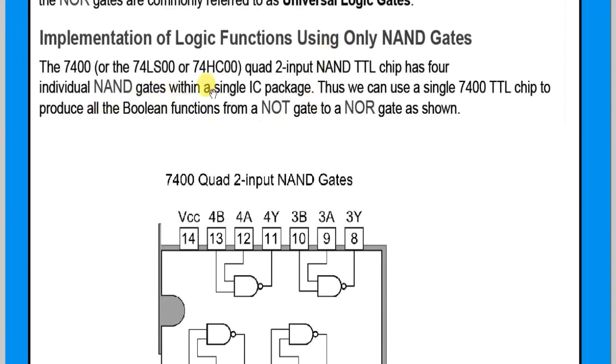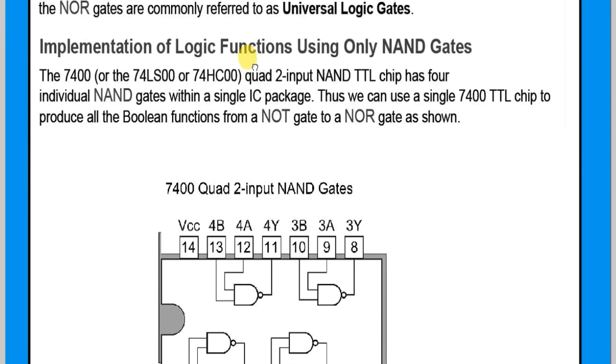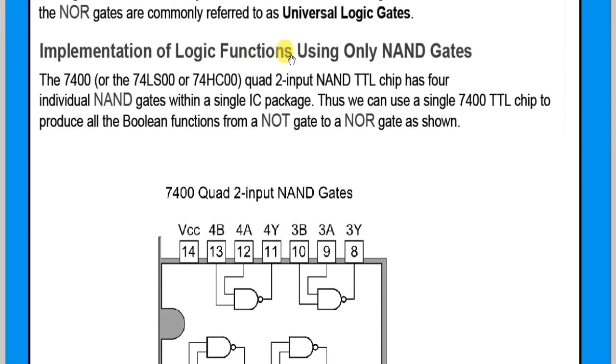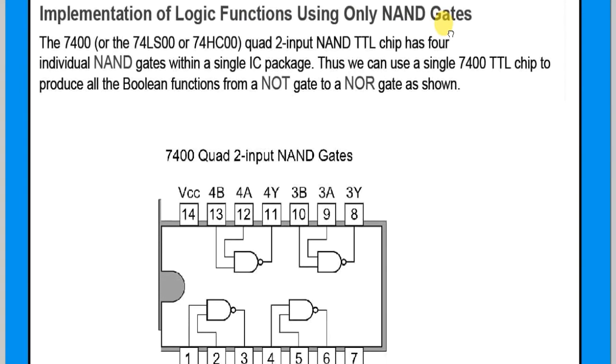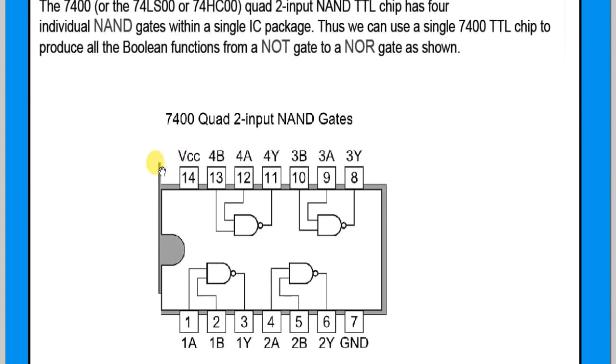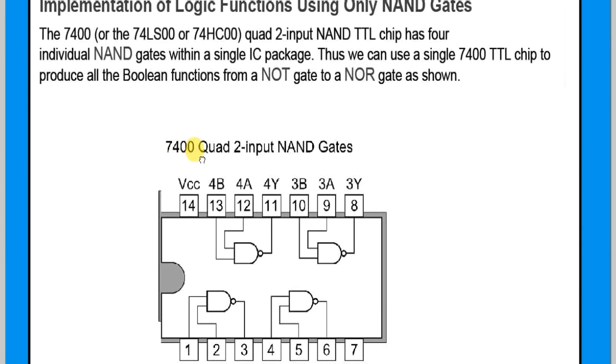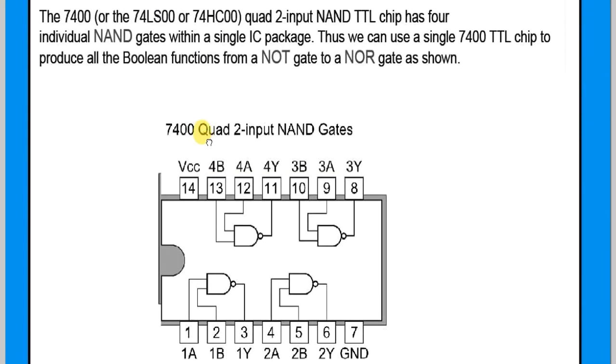Now, the implementation of logic functions using only NAND gates. Let's start by taking the NAND gates only. This is a typical IC 7400. This is a TTL IC. There are two types, TTL and CMOS.